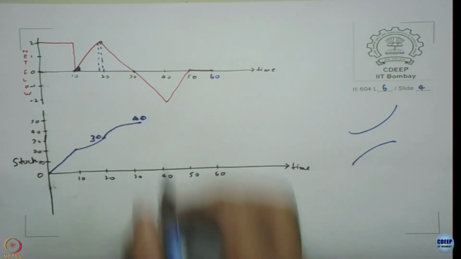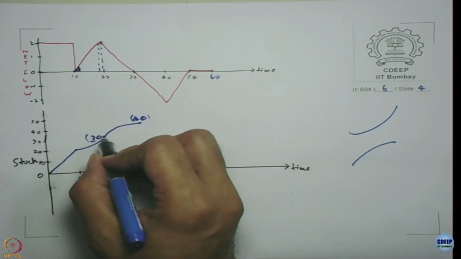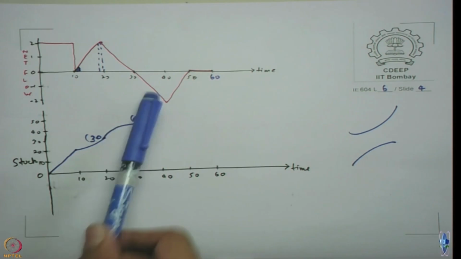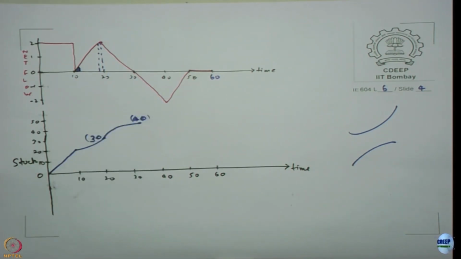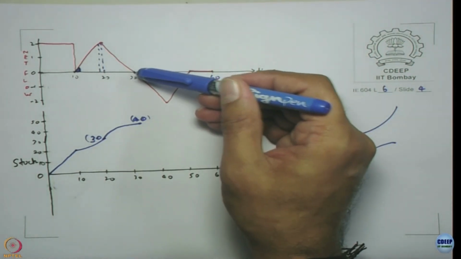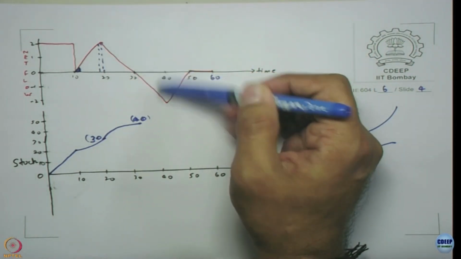The y-axis value is 30 and 40. Sorry. Then what happens from 30 to 40? Now net flow is negative. That means I am removing from the stock. Again, what is happening here? I am removing less quantities, and then I am removing large quantities.